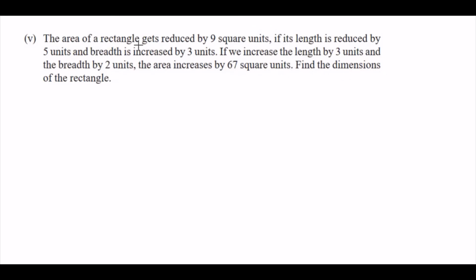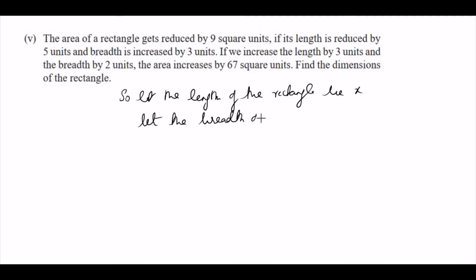So here it's given, the area of the rectangle gets reduced by 9 square units if its length is reduced by 5 and breadth is increased by 3 units. We have to find the dimensions of the rectangle. So the dimensions of the rectangle are the length and the breadth. Let the length of the rectangle be x and let the breadth of the rectangle be y.